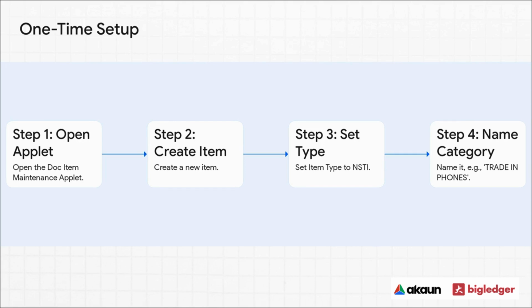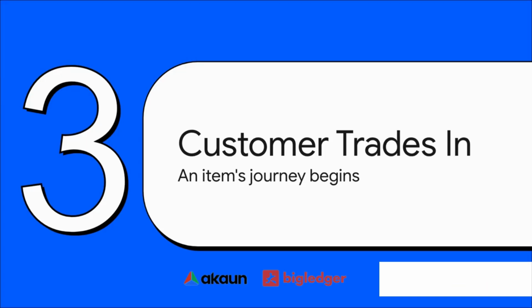And you only have to do this once for each category. You just pop open the Item Maintenance Applet, hit Create New Item, and this is the most important part. You set the item type to NSTI. Give it a name that makes sense, like Trade-in Phones, click Save, and that's it. You're all set up. Okay, foundation's built. Let's see this thing in action. Imagine a customer walks up to your counter with a phone they want to trade in. We're going to follow that phone every step of the way, starting right now.